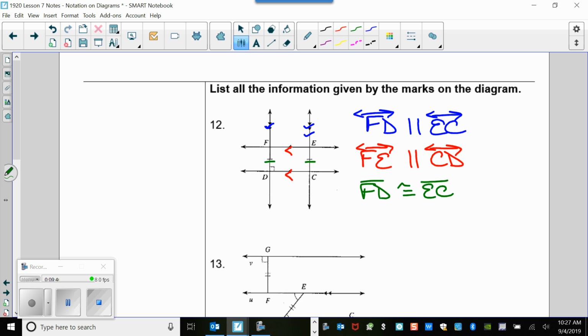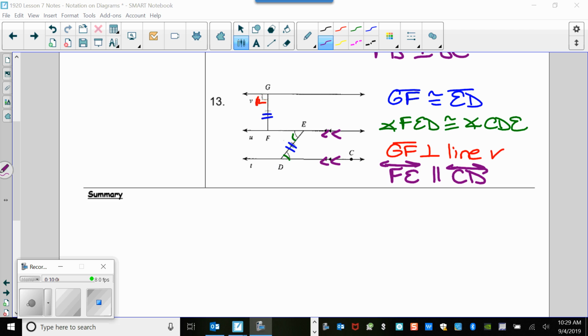And I see the little right angle symbol here. So that means that line FD is perpendicular to line CD. Okay, pause your video and try the next one, please.